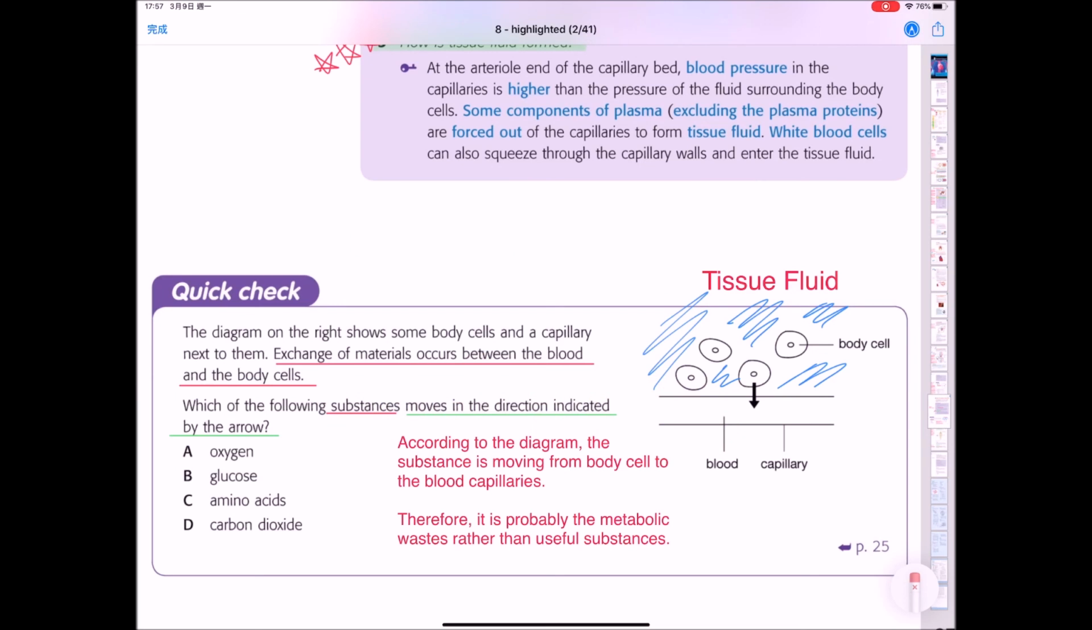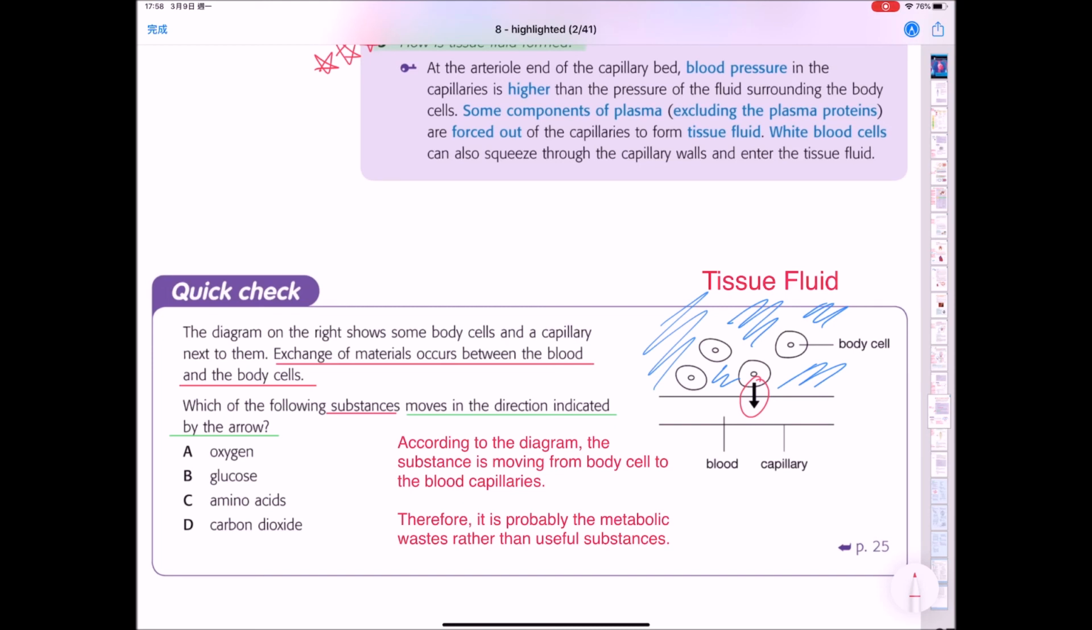Hello students, in this question we are going to talk about the tissue fluid. In the diagram, we know that the capillaries provide a place for the material exchange between the blood and the body cells. When we talk about exchange, it should be two directions, right? But in this question, it's only asking one direction. It's talking about a substance moving from the body cells to the capillaries. So what should it be?